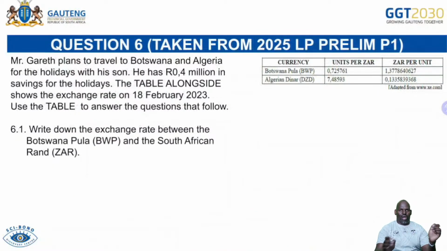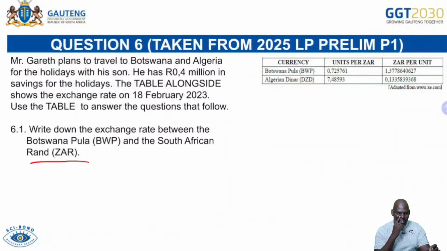Okay, then the next question is question 6, taken from Limpopo Prelim Paper 1. Mr. Gareth plans to travel to Botswana and Algeria for the holidays with his son. He has 0.4 million rand in savings for the holidays. The table alongside shows the exchange rate on 18 February 2023. Use the table to answer the questions that follow. 6.1, write down the exchange rate between Botswana and the South African rand.